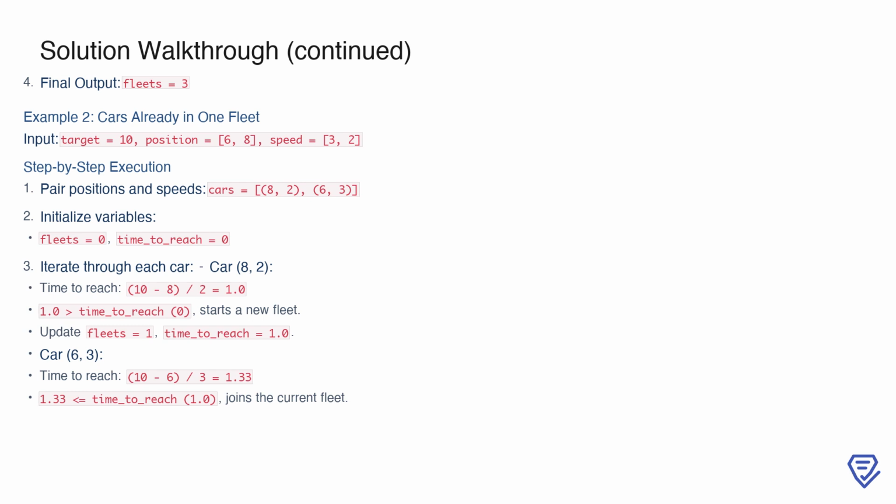Moving to another example, here the target is 10, with positions 6, 8, and speeds 3, 2. First, we pair the cars and sort them by position, resulting in (8, 2), (6, 3).